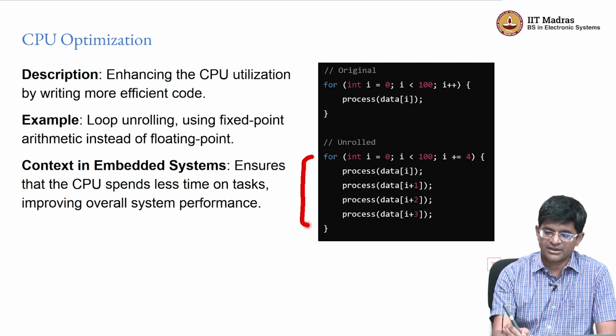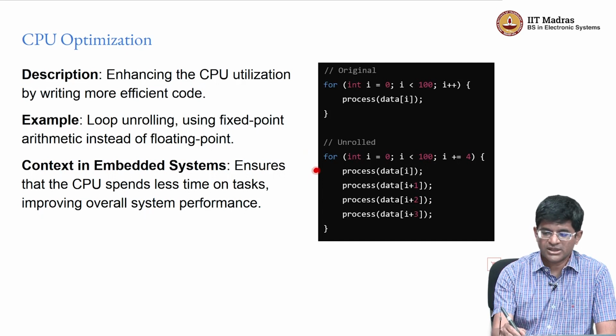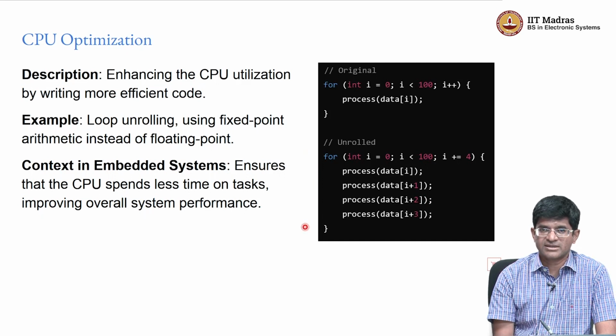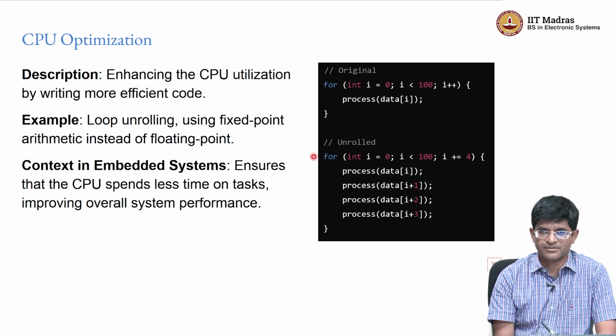Instead of that, I rewrite the code this way, where I call process with different index values, I plus 1, I plus 2, I plus 3, and each time I increment this I by 4 instead of by 1. What that means is that the for loop by itself runs only 25 times, right? Of course, the work done is the same. I still have to call the process 4 times for each of the 25, which means I call it 100 times. But like I said, at least the overhead associated with the for loop can be reduced.